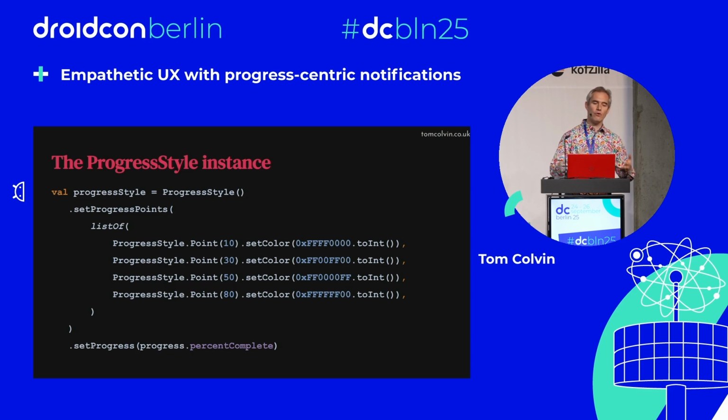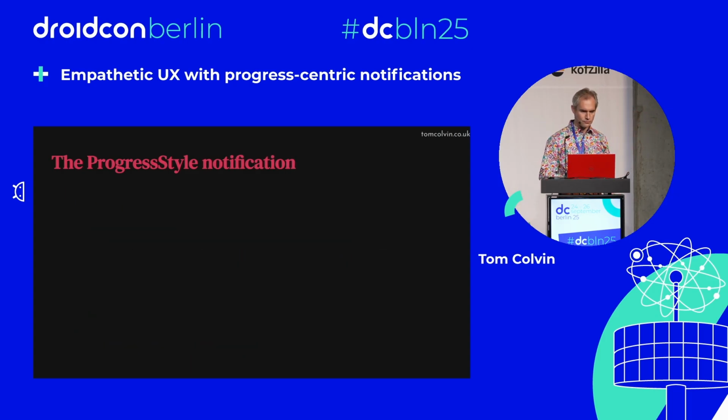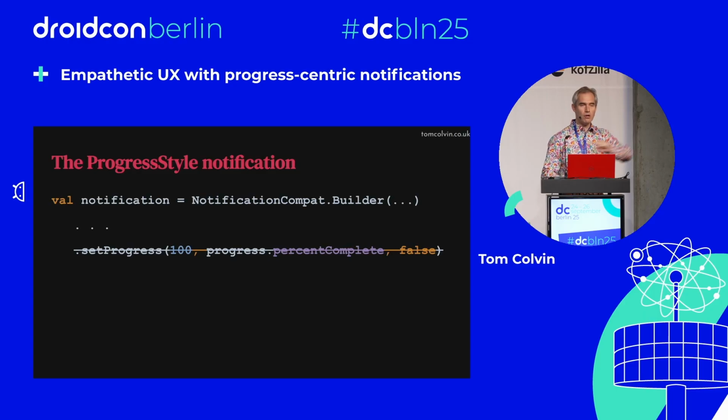And now that we're using a progress style notification, we are moving the progress from the base notification into this progress style instance. So now we set progress to percent complete, and it is expecting a number out of 100 now. So now when we use the notification builder that I showed you previously, we are no longer setting the progress there, but instead we're setting the style to be that progress style instance that we created on the last slide.